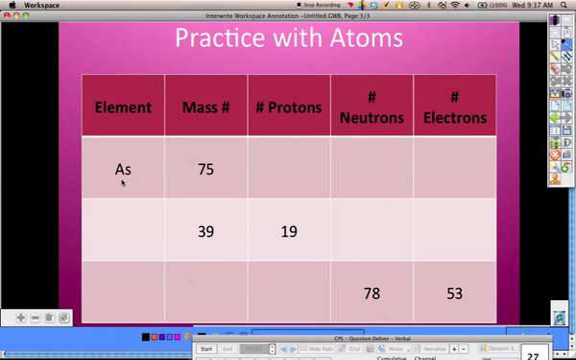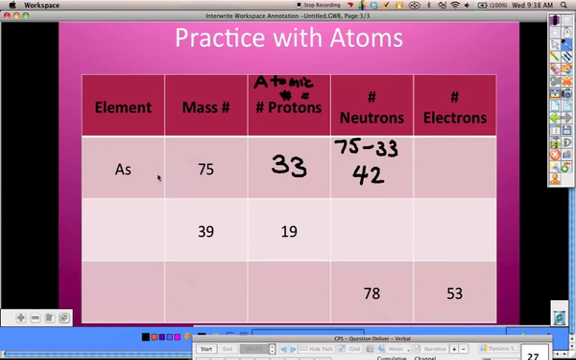Who remembers what AS stands for? Arsenic. Good. So, you need to find arsenic on the periodic table. How many protons does it have? 33. Yeah, it's the atomic number. I'll write that up here just in case we're forgetting. The number of neutrons I'm going to figure out by doing 75 minus 33. What do we get? 42. Yeah, 42, the answer to life, the universe, and everything.